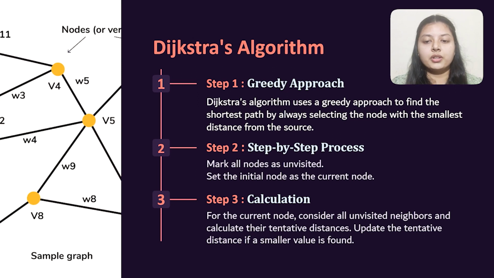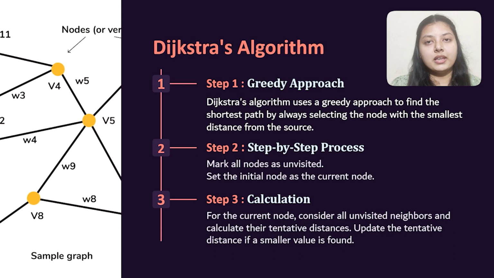Dijkstra's algorithm uses a greedy approach to find the shortest path by always selecting the node with the smallest distance from the source. Our second step is the step-by-step process. In this process, mark all nodes as unvisited and set the initial node as the current node. Our third step is calculation. For the current node, consider all unvisited neighbors and calculate their tentative distances. Update the tentative distance if a smaller value is found.